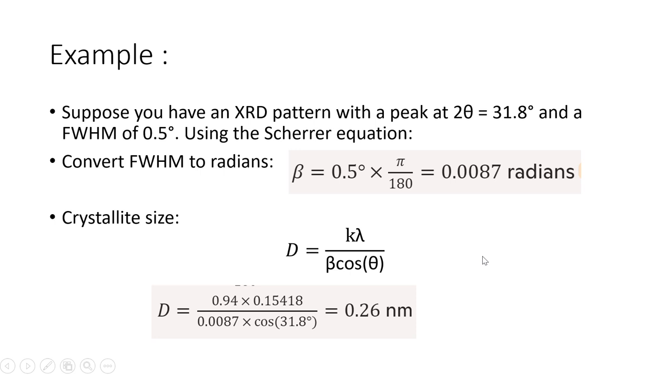So let's see one example. Suppose we have the XRD pattern with a peak 2 theta equal to 31.8 degrees and a full width at half maxima of 0.5 degrees. Using the Scherrer equation, we can find the crystalline size. For this, first we have to convert the full width at half maxima to radians, which is beta equal to 0.5 degrees into pi by 180 equal to 0.0087 radians. By the Debye-Scherrer formula, D equal to K lambda upon beta cos theta, we can find the crystalline size. By putting these values and calculating, we get the crystalline size.